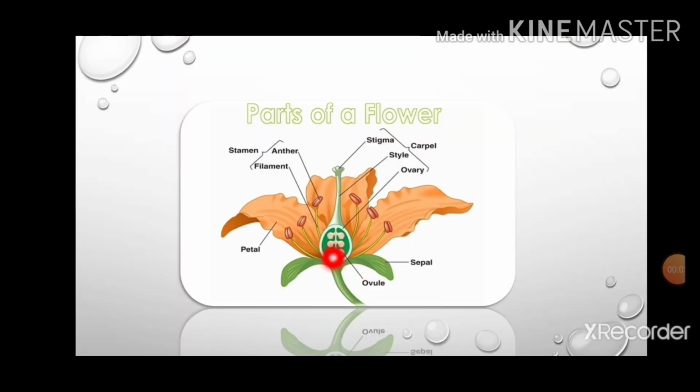Now sepals. The hard green leaf-like structures near the base of the flower are called sepals. The function of sepals is to protect the flower in the bud stage. The sepals are collectively called calyx. Now next, petals. Petals are the brightly colored parts of a flower. The function of petals is to attract insects and birds for pollination. The petals are collectively called corolla.